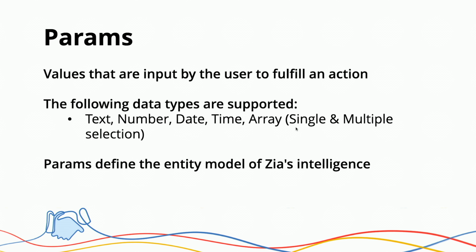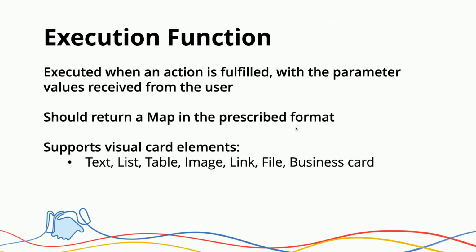So params are the data that are required to fulfill this ability. And these are the data types supported in params. These form the entity model of Zia's intelligence. So as we see, sample sentences form the intent parsing model, and this forms the entity recognition model. Then the function: once an action is identified through sample sentences and we get the unfilled params through subsequent conversations, the what-to-do part is defined in the execution function. You basically collect all the information and hit the CRM API. You write that logic here in the execution function.